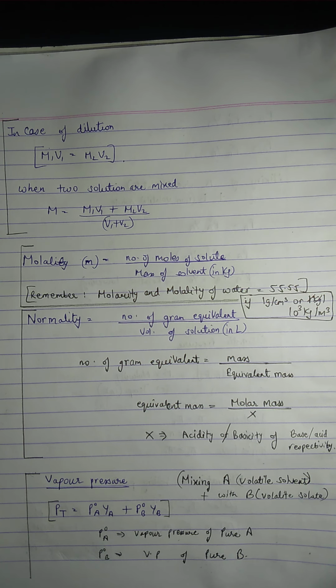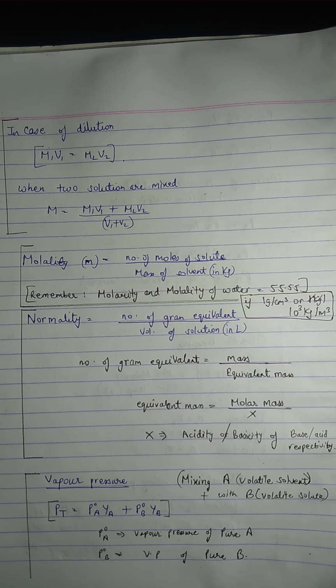means the volume. Now next is when two solutions are mixed, then the molarity of the resultant solution is equals to m1v1 plus m2v2 upon v1 plus v2. Now here m1 is the molarity of the first solution and v1 is the volume of the first solution and m2 v2 are the molarity and volume of the second solution.